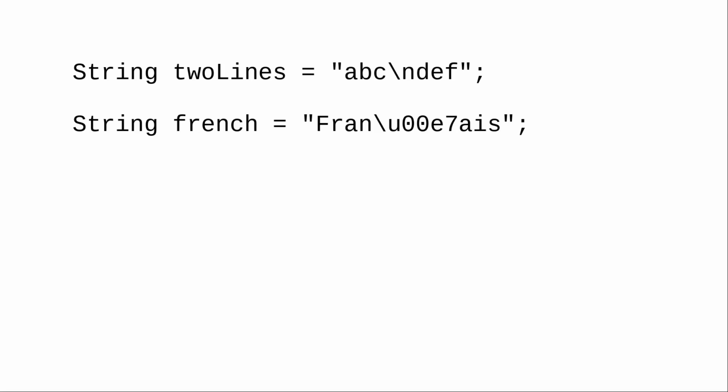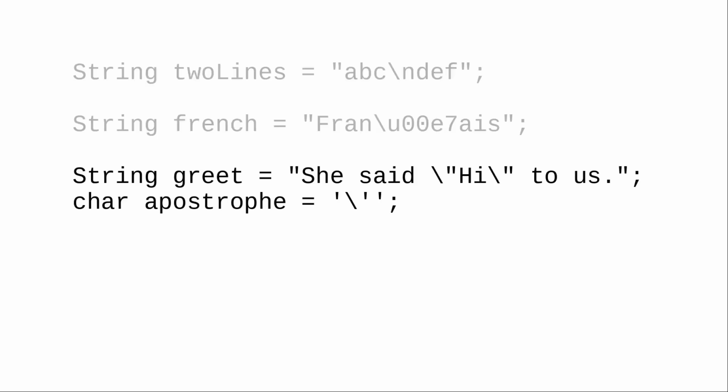or if you can't type Unicode characters directly from your keyboard, Unicode sequences such as \u00E7, which is the C cedilla. You can also use \" to put a double quote inside of a double quoted string, or to put an apostrophe into a single character variable.